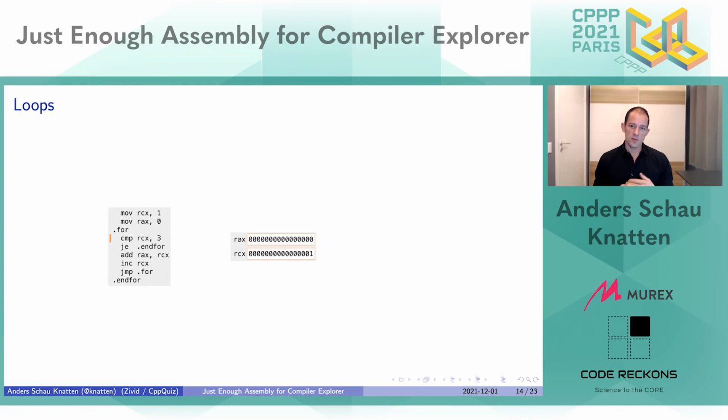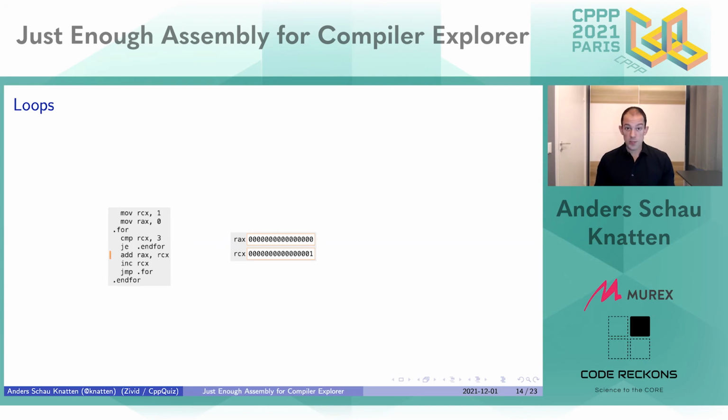And then what we do to do that is to first start our for loop with comparing, is our counter equal to 3? So compare RCX to 3. Is it equal? No, it's not. We have 1 and we want to loop until we get to 3. So then we do not jump and we just fall through into our loop body.